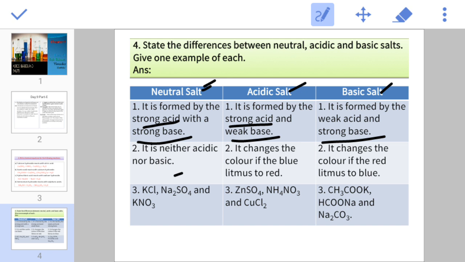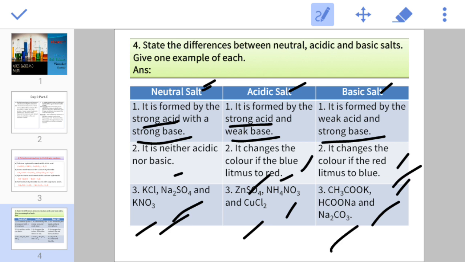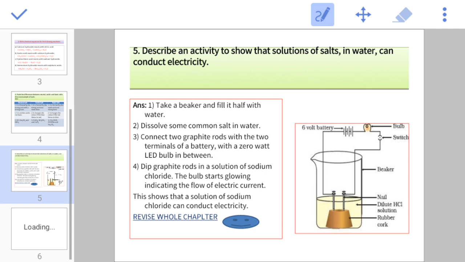Number 2, if it is an acidic salt, then it converts blue litmus paper into red. If it is a basic salt, then it converts red litmus paper into blue one. And the examples: potassium chloride, sodium sulfate, potassium nitrate, zinc sulfate, ammonium nitrate, copper chloride. And next one, potassium acetate, sodium acetate. Next one, sodium carbonate.